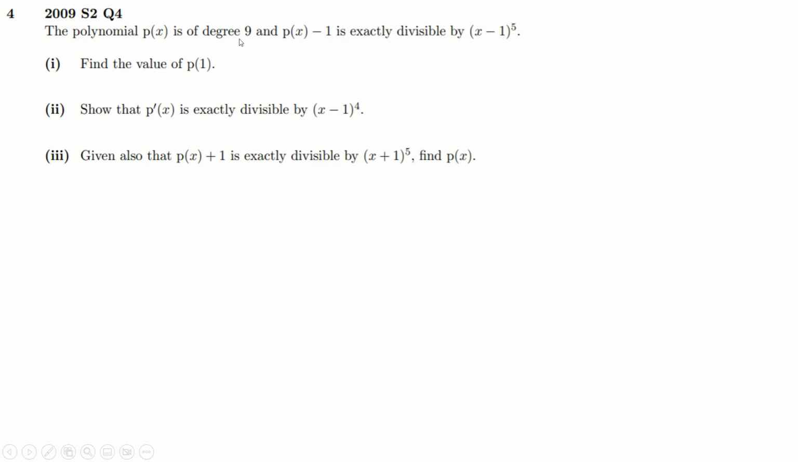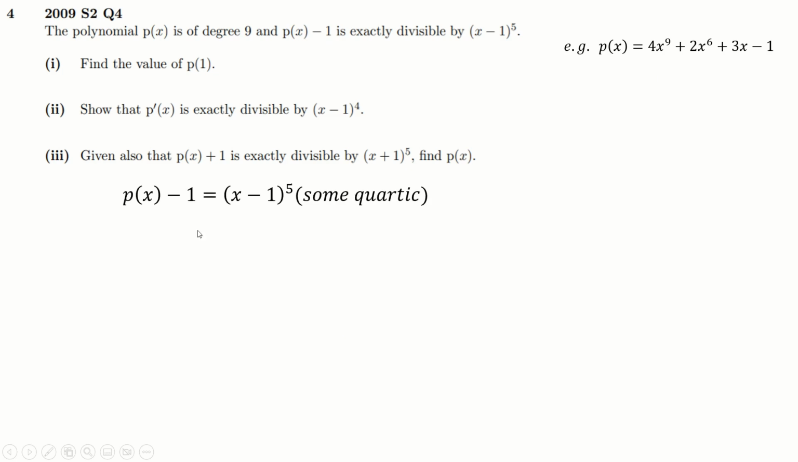P of x is a polynomial of degree 9, so its highest power is degree 9. So this is an example of it. P of x minus 1 is divisible by this. That means that you can write P of x minus 1 as this thing times some quartic. Because if this is degree 9, taking away 1 doesn't change that. So this whole thing is degree 9, which means this must be a quartic, degree 4. So degree 4 times degree 5 will make degree 9. So it's this kind of idea.